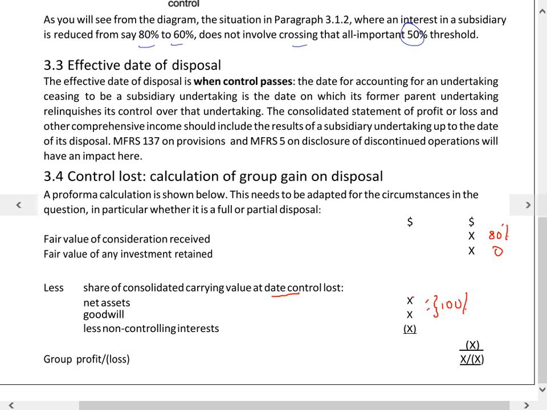I own 80%, which means the NCI portion is 20%. So minus out 20, I'm left with 80. Then from there, with the consideration received together with the cost, I know the gain or loss for the group. It is not necessary to be 100% here. But when it comes to purchase, it must always be 100%. Disposal is only 100%.